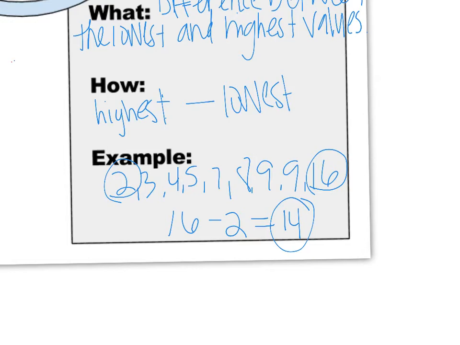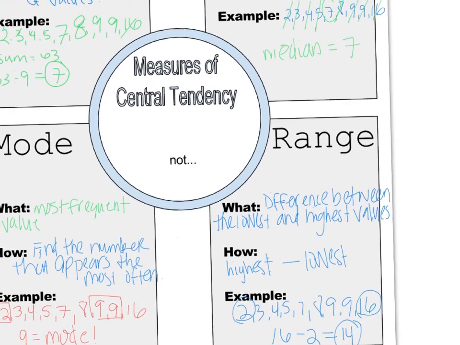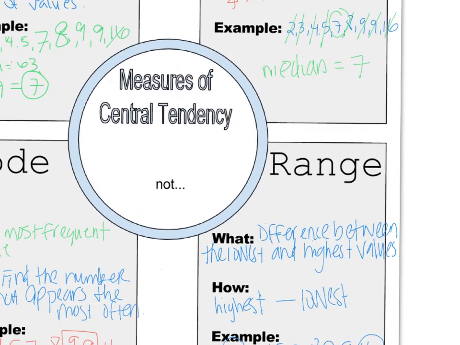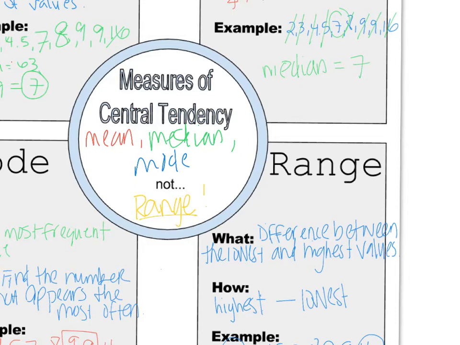Okay, so I said earlier that 3 of these are considered measures of central tendency, but one of them is not. The 3 that are considered measures of central tendency are mean, median, and mode. That means that range is not considered a measure of central tendency.